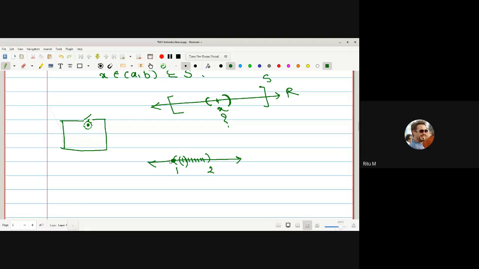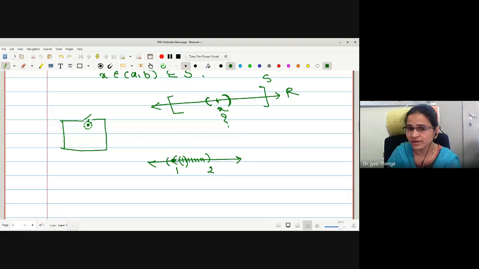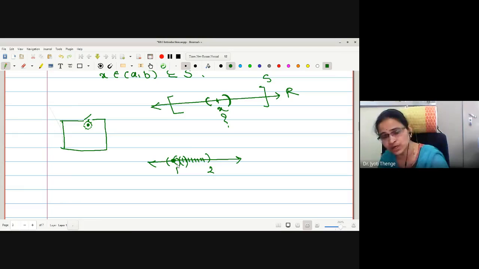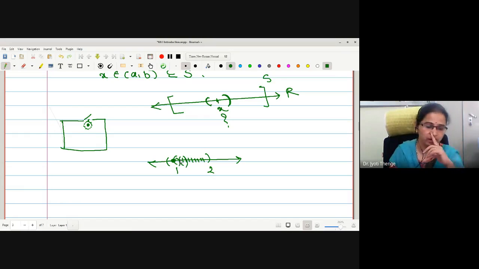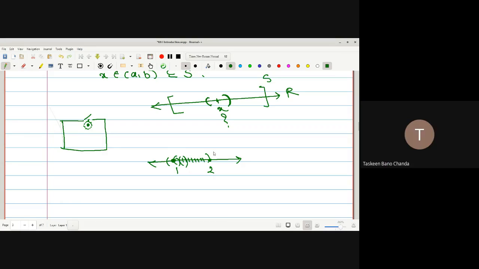No, because however small an open interval I draw around 1, it will not be included in the set, the open interval (1, 2). Therefore, 1 is not an interior point. Similarly, 2 is not an interior point. Correct, no? Are you getting me or not? Yes, ma'am.